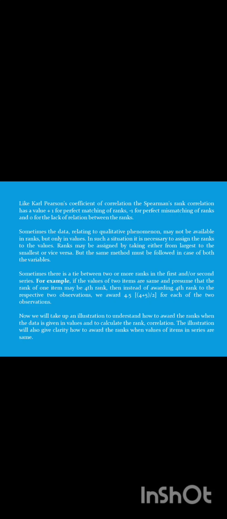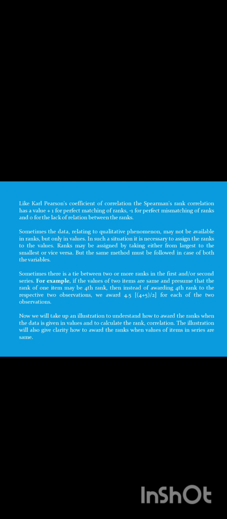Sometimes there is a tie between two or more ranks in the first and/or second series. For example, if the values of two items are the same and the rank of one item would be fourth, then instead of awarding 4th rank to the respective 2 observations, we award 4.5, which is 4 plus 5 divided by 2, to each of the 2 observations.